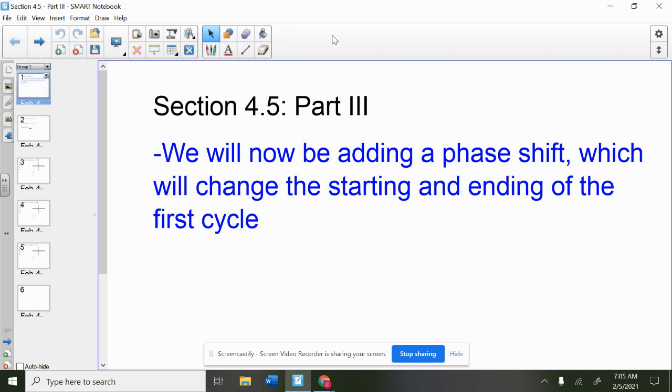All right, we're going to be talking about part 3 of section 4.5. So we've already talked about finding the amplitude and the period, and then we did a vertical shift, and now we're going to throw in a phase shift here. So phase shift is basically going to not start at 0 and end at some point. It's going to have a differing starting point as opposed to 0 degrees, 0 radians. So it might start at negative 90 degrees or positive pi over 4, as we're going to see.